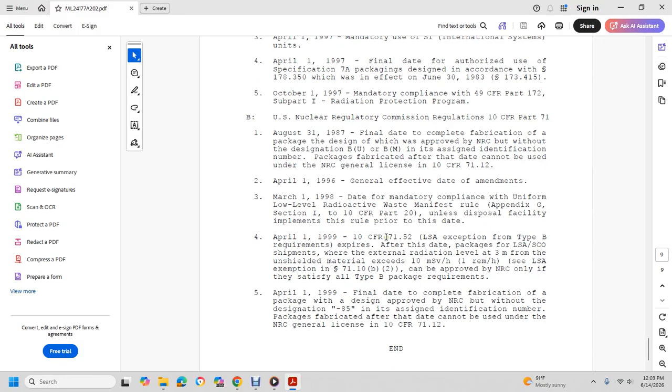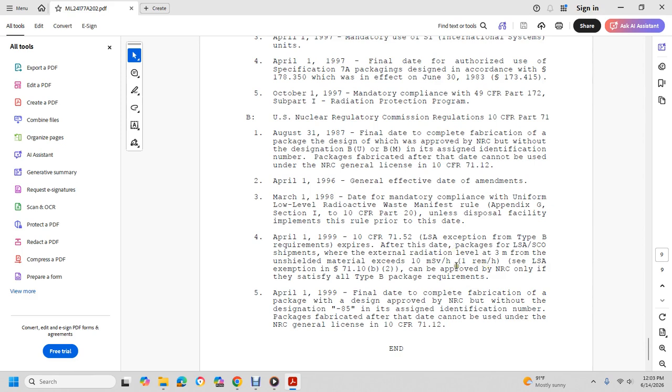April 1st, 1999, Title 10 CFR 71.52, LSA exemption Type B requirements expire after the date of the package. LSA surface contaminated object shipments with external radiation level at 3 meters from unshielded material exceeding 10 mSv per hour, or 1 REM per hour, exceed the LSA exemption of 71.10(b)(2) that could be approved by the Nuclear Regulatory Commission only with the Type B package requirements satisfied.